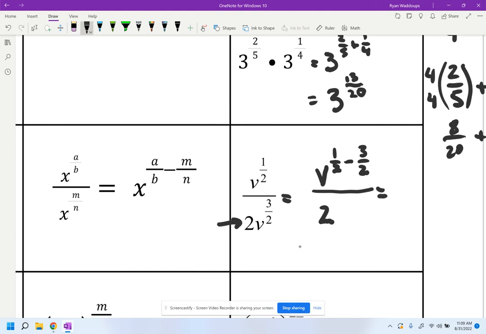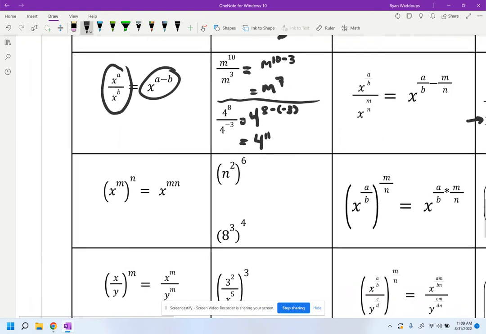So this is v to the 1/2 minus 3/2, which is negative 2/2, and that's the same as negative 1 over 2. And so this ends up being that negative exponent comes down, and you get 1 over 2v.